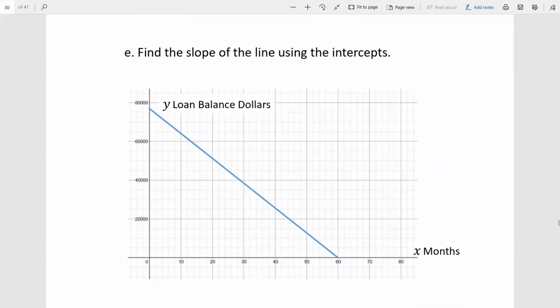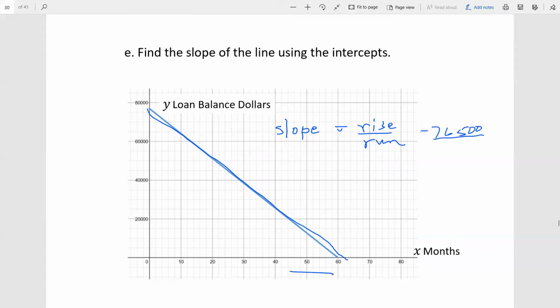And it said find the slope of the line using the intercepts. We already know the slope of the line, but the slope is going to be the rise over the run. Well, the rise is minus 76,500, and the run is 60. So the slope is minus 1275, which we knew already.